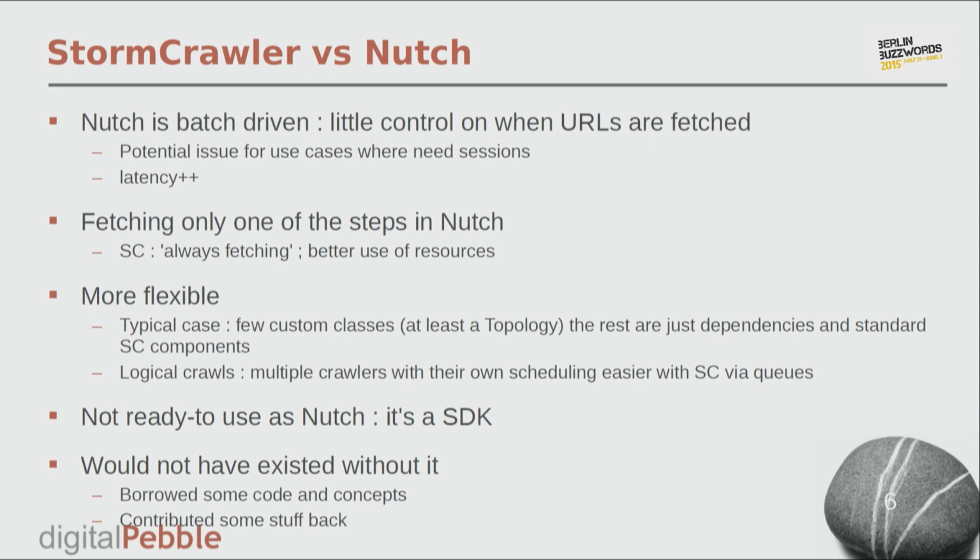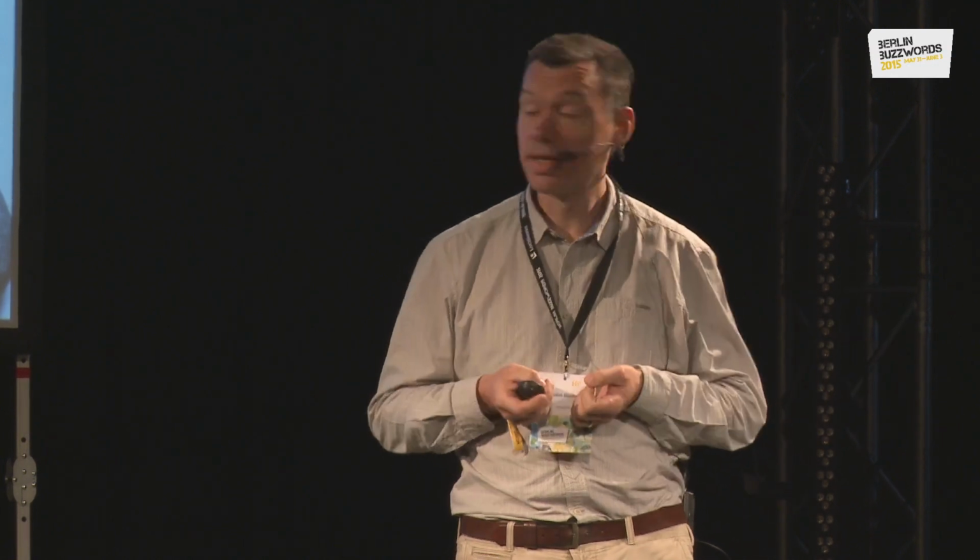The main thing is that with all these batch jobs, you have very little control as to when URLs are actually fetched, which means that if you need to handle low latency, imagine you need to scrape a site that uses sessions. Sessions are often time limited. With Nutch, you have to do all sorts of contortions to be able to do that. It's not a very natural fit. With the Storm crawler, it's a much better fit.